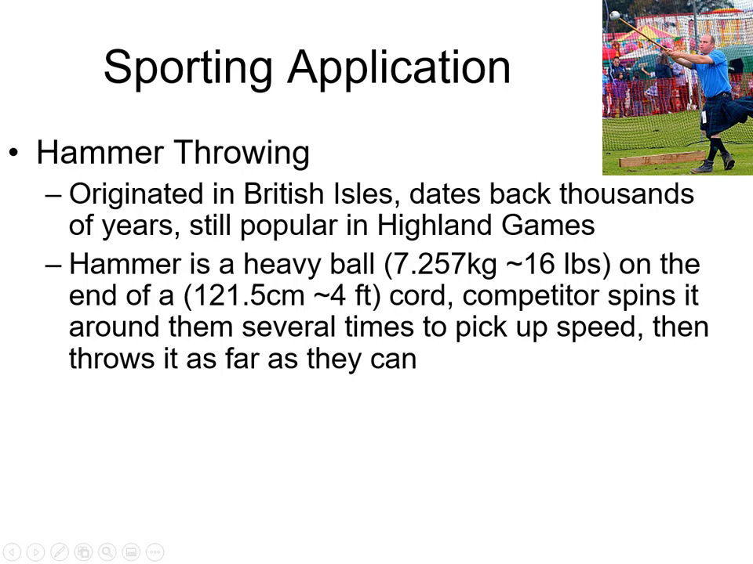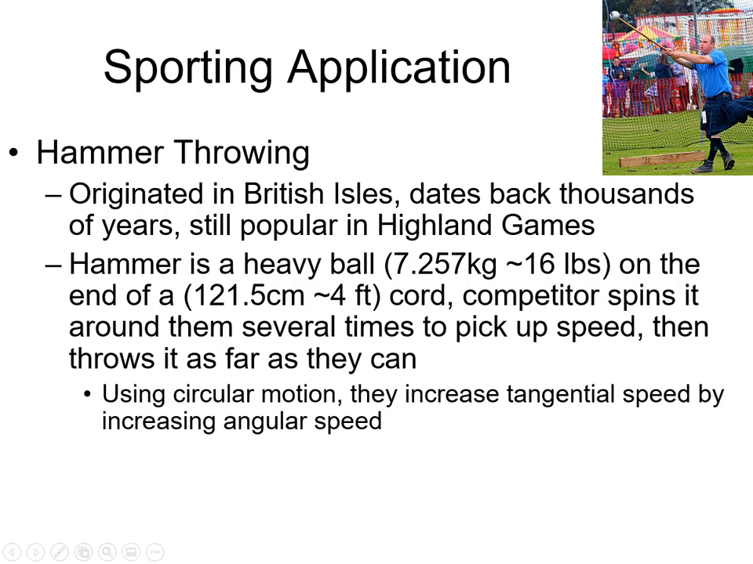It's approximately 4 feet long. The competitor spins it around several times, picks up speed, and then they release it at just the right time, and it goes as far as possible. This is using circular motion. They can get the tangential speed nice and really, really big by increasing their angular speed. Now, there's also tricks you can do with, keep in mind how the kinetic energy and gravitational potential energy are going back and forth.